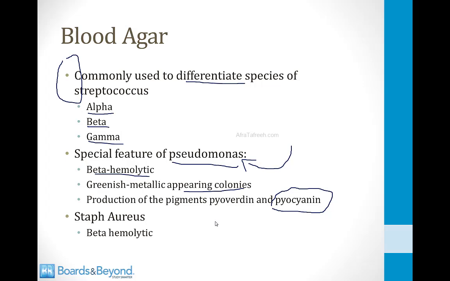One other caveat about blood agar is that Staph aureus is beta hemolytic. So normally we don't identify staph by their hemolysis pattern, but if you do plate staph on blood agar, you will find that it's beta hemolytic, and you should definitely know that because sometimes this is mentioned in a board question and you will think because it's beta hemolysis it must be a strep, but you need to know that Staph aureus can also do beta hemolysis on blood agar.